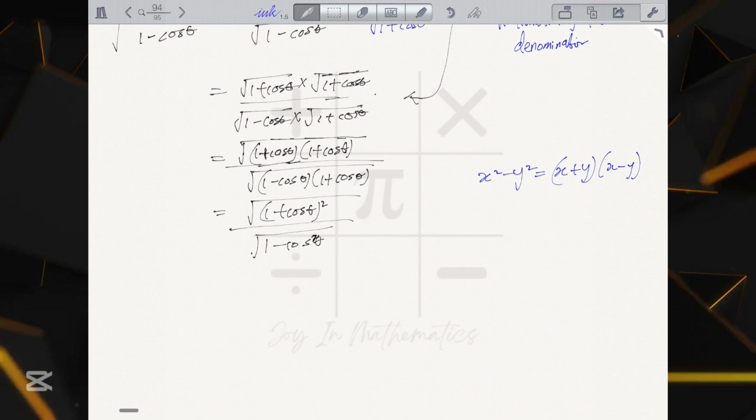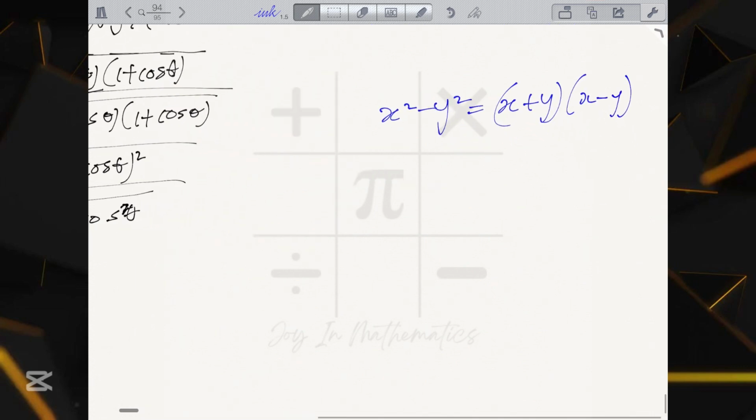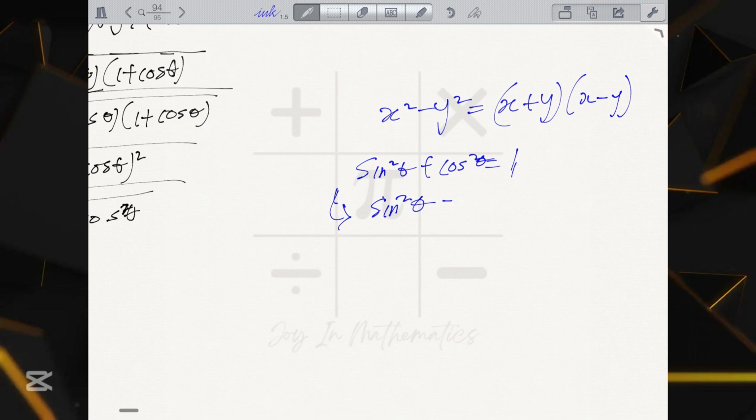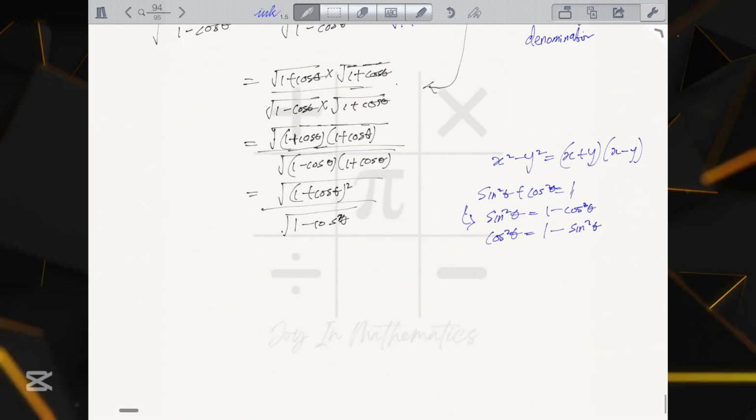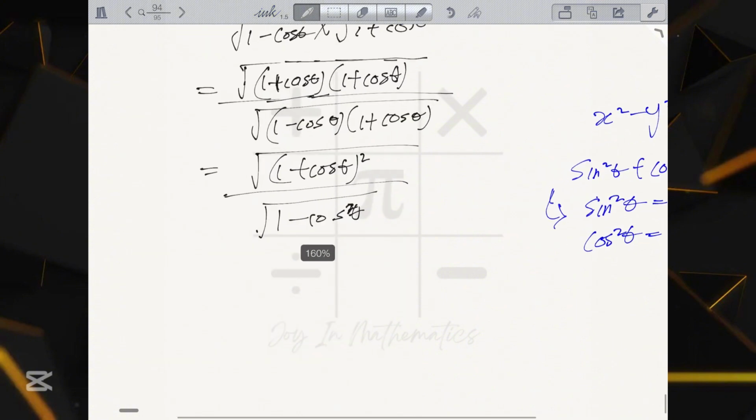Now, let's recall the trigonometric identity: sine squared theta plus cos squared theta is equal to 1. When we make sine squared theta the subject, we'll have that sine squared theta is equal to 1 minus cos squared theta. And if you make cos squared theta the subject, we'll have it give us 1 minus sine squared theta. So now we have the expression 1 minus cos squared theta, which is equal to what? Sine squared theta.